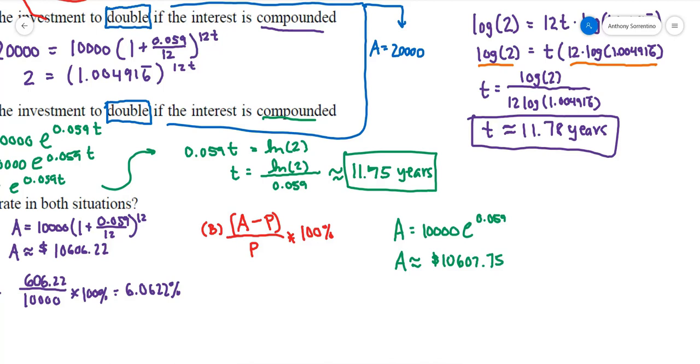$10,607.75, which means when I use the formula and do my annual growth rate, I'm just going to say AGR for this equals 10,607.75 minus the principal of 10,000, which gives me 607.75 over that original 10,000 times 100%, which is going to equal 6.0775%. So again, between these two, the annual growth rate is about 6.08%, whereas the other one was 6.06%.